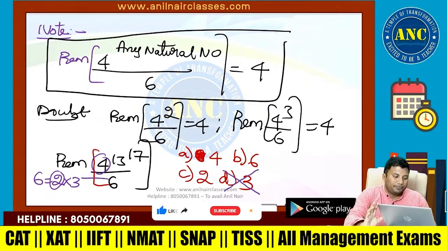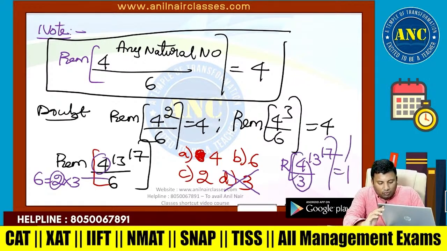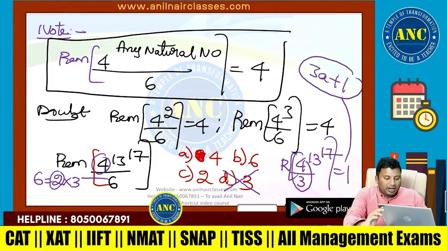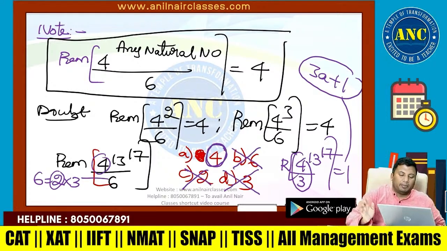This is out. 4 power 13 power 17 when divided by 3. 3 ones are 3. Remainder 1. So answer when divided by 3, it should give a remainder 1. This is out and this is out. 4 power any natural number divided by 6 is 4. I hope it is clear.